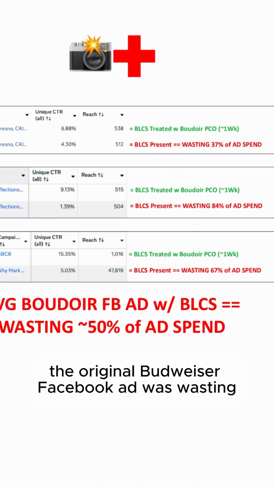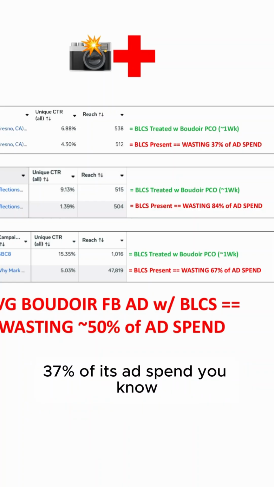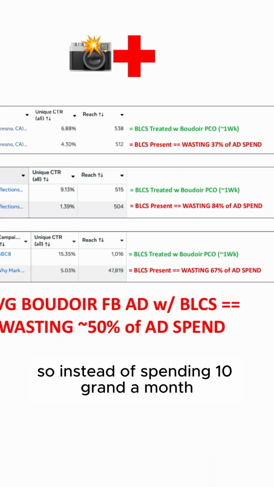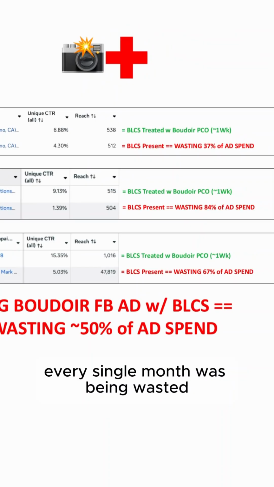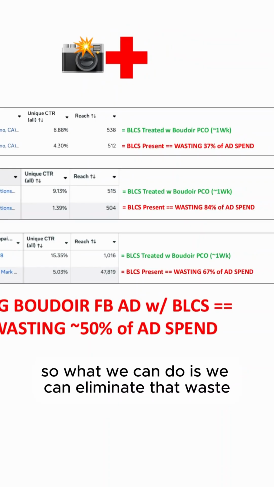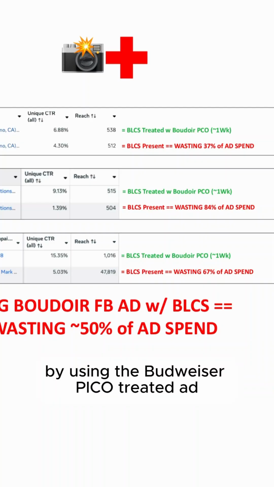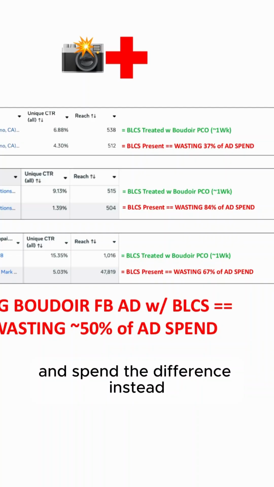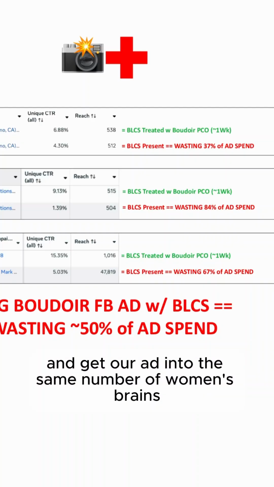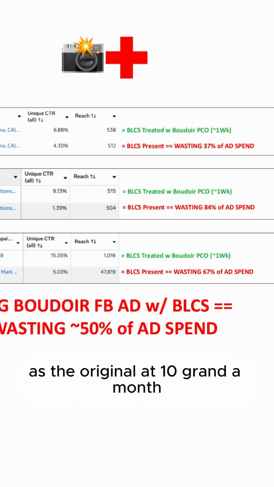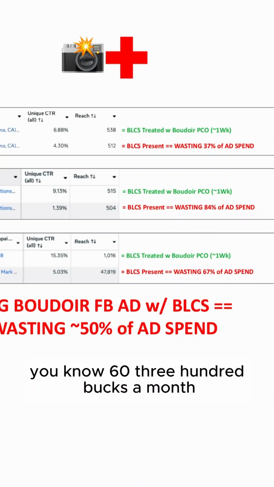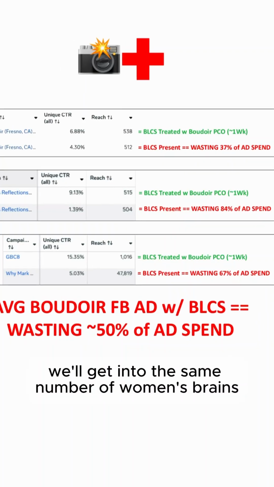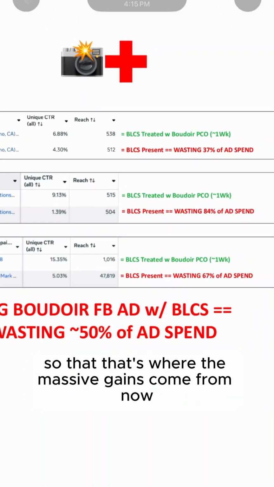So we actually found out the original boudoir Facebook ad was wasting 37% of its ad spend. So instead of spending 10 grand a month on their boudoir Facebook ads, $3,700 every single month was being wasted. So what we can do is eliminate that waste by using the boudoir Pico treated ad and spend the difference instead, and get our ad into the same number of women's brains as the original at 10 grand a month. So boudoir Pico at, what would this be, $6,300 a month will get into the same number of women's brains as the original at 10 grand a month. So that's where the massive gains come from.